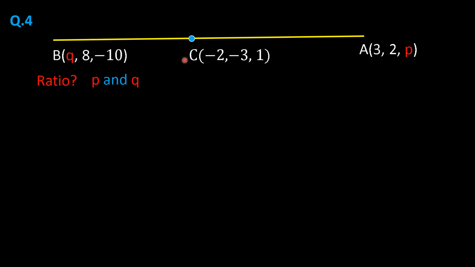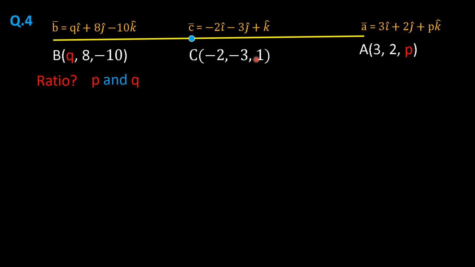Now from the coordinates of these 3 points, we will write their position vectors. So position vector of point A will be from these coordinates, that of B will be from these coordinates, and C will be from these coordinates.